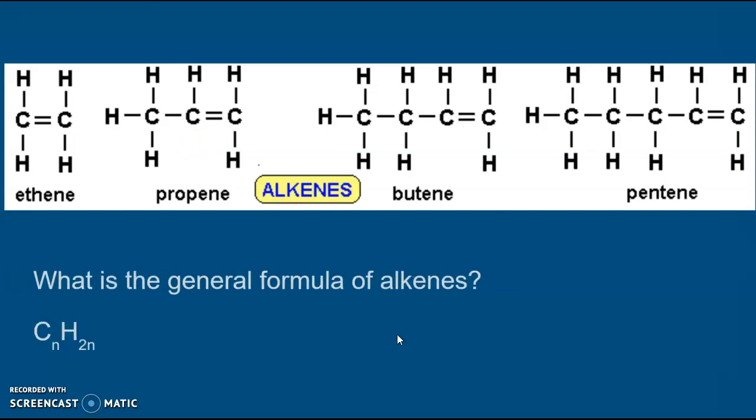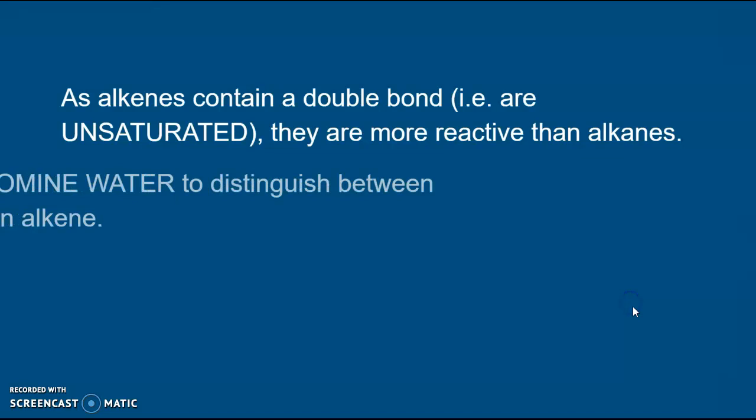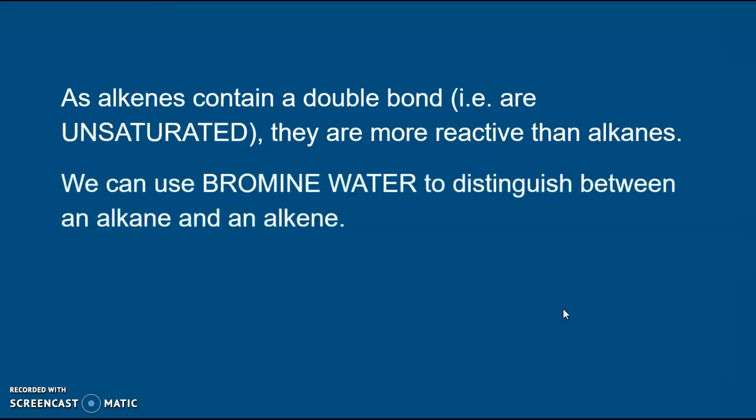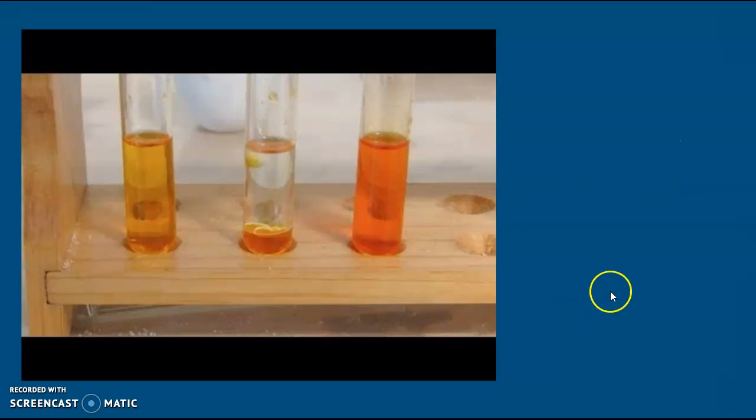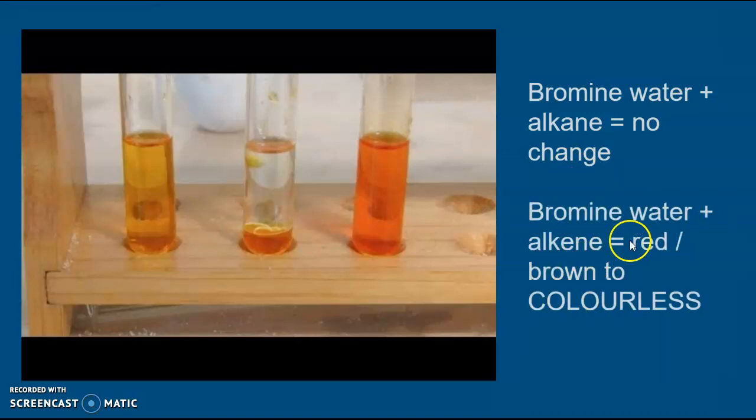General formula of alkenes is much easier. It's just CnH2n. So double the number of carbons to get the number of hydrogens. Okay, alkenes are more reactive than alkanes, and we use something called bromine water to distinguish between them. You can watch the video on the presentation, but the long and the short of it is that there's no colour change from the bromine water for an alkane, and the bromine water goes from red-brown to colourless when there's an alkene present, okay? Do not write clear. You must write colourless. Clear will be marked wrong.